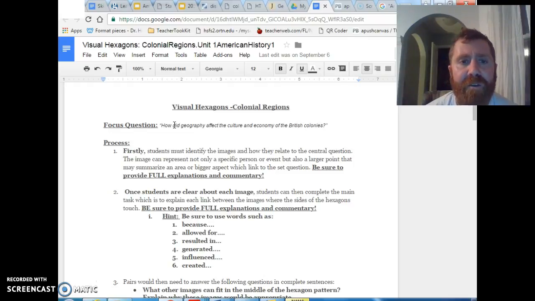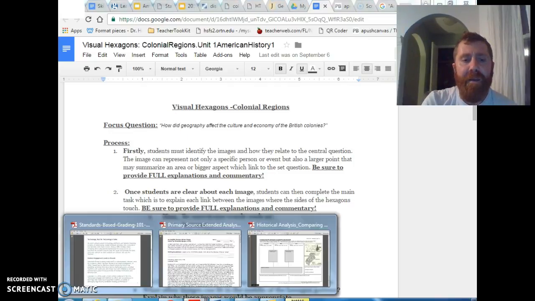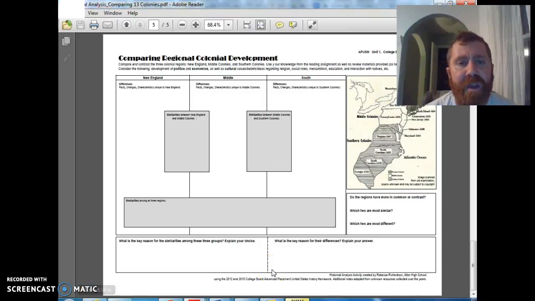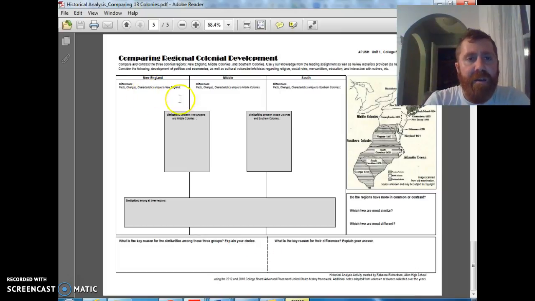So before you get to this activity with the handout that you're seeing right now, I want you to use the handout that we have in your folders, and I want you to fill out this graphic organizer. And so when you're reading about the New England colonies, the middle colonies, and the southern colonies, I want you to write down terms, any facts, any characteristics that are unique to New England, or that are unique to the middle colonies, that are unique to the southern colonies.